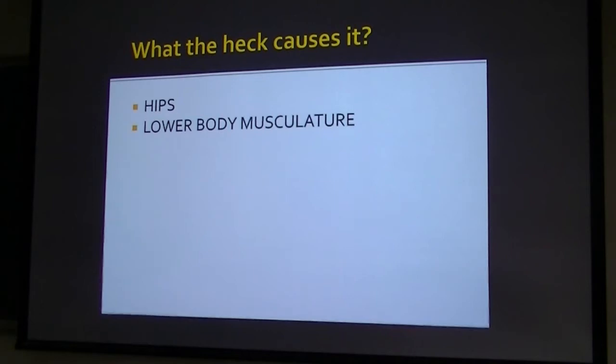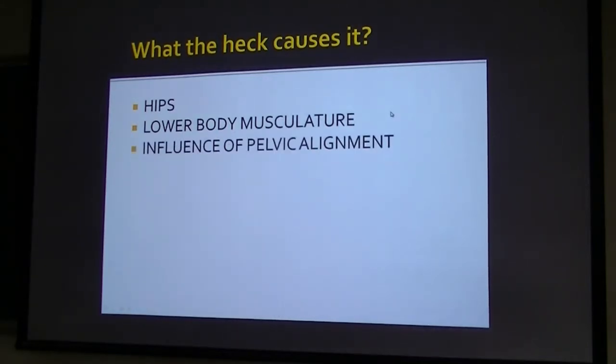So we'll talk about what causes it. We're going to look at the hips. We're going to look at lower body leg musculature, so the calves, tibialis anterior. Look at the influence of that on the valgus collapse. And we're going to look at the influence of pelvic alignment.